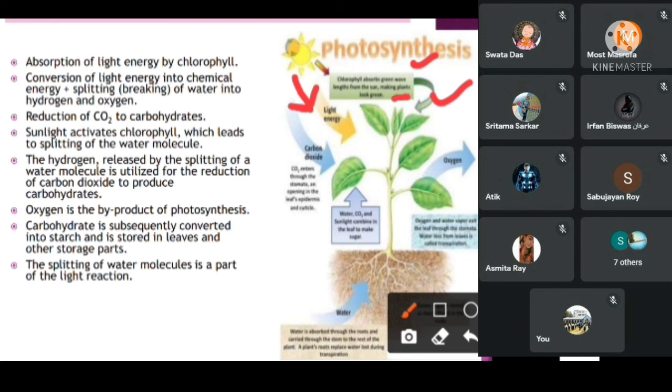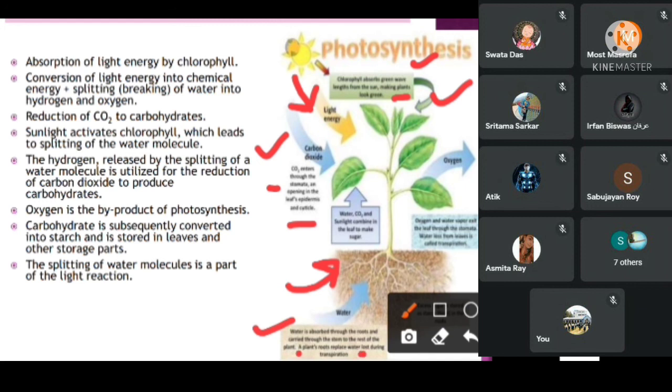Okay, then carbon dioxide enters through the stomata, the openings in the leaf epidermis and cuticle. Meaning in the leaf, epidermis and cuticle, the openings or pores are present through which carbon dioxide will come inside the plant from the surrounding. Okay, water will come from the soil through the roots of the plant. Water is absorbed through the roots and carried through the stem to the rest of the plant. A plant's roots replace the water lost during transpiration.